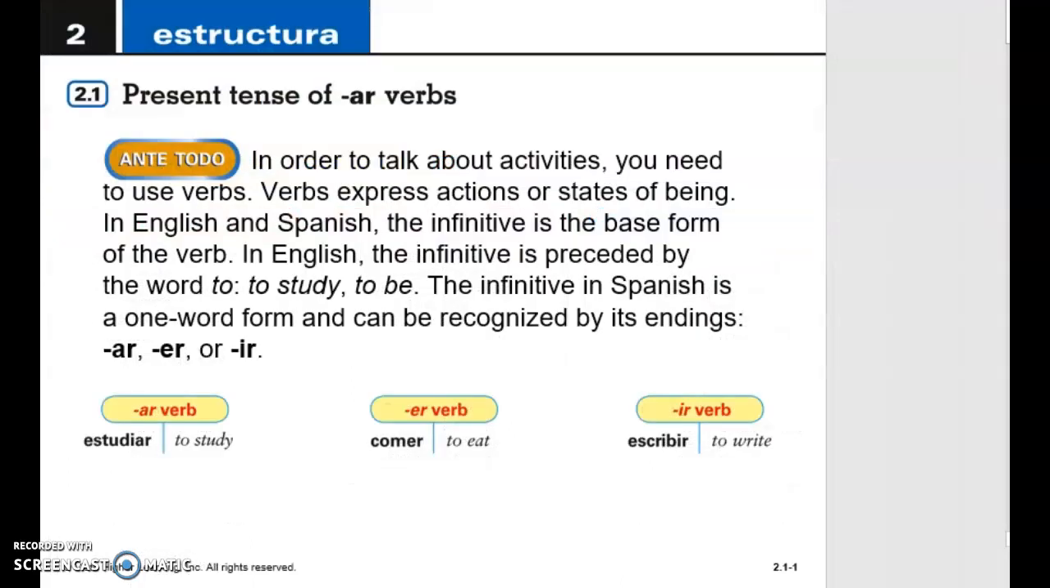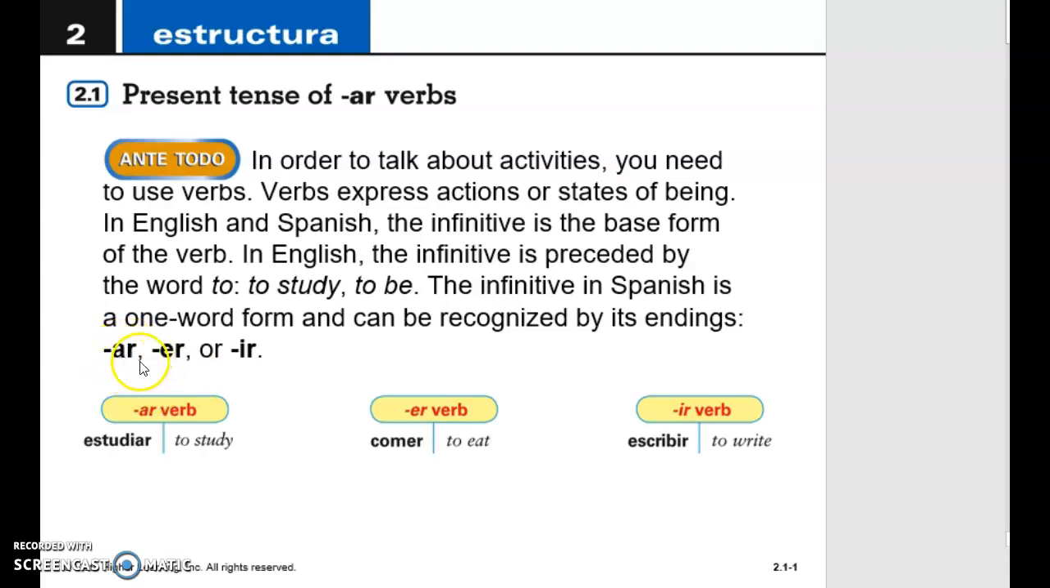So let's get into our grammar point 2.1, which is present tense of AR verbs. So far we know that we have different groups of verbs in Spanish, and we are going to know where each verb goes because we have a group ending in AR, one group ending in ER, and one group ending in IR. So before we talked about verbs ser and estar because they conjugate in different ways and they are irregular, but this time we're going to focus on regular verbs. Especially we have these three groups.